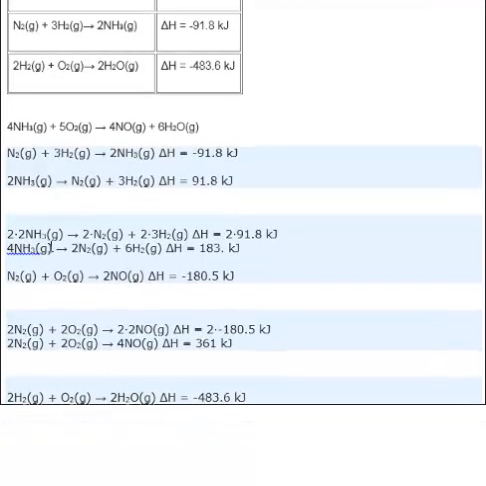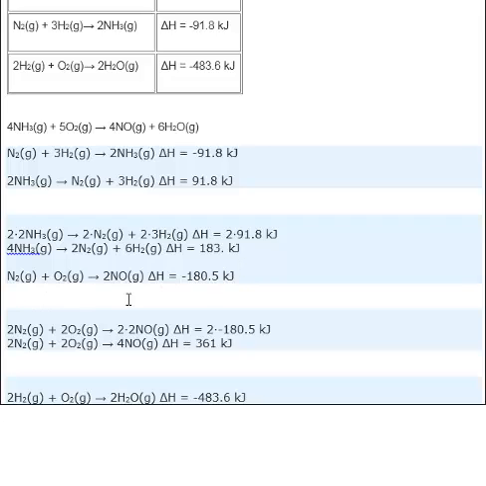2 times 2 NH3 gas goes to 2 N2 gas plus 2 times 3 H2 gas. Delta H equals 2 times 91.8 kilojoules. 4 NH3 gas goes to 2 N2 gas plus 6 H2 gas, delta H equals 183.6 kilojoules.